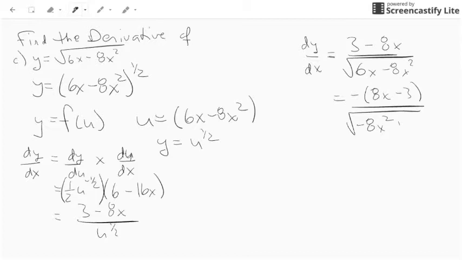Now, underneath that radical there, I could take out, for example, a negative 2x to factor that, but that's really not going to get me anywhere. I would still have to write it in there. It's not like anything's going to cancel. So that really is about as simple as I can make it.